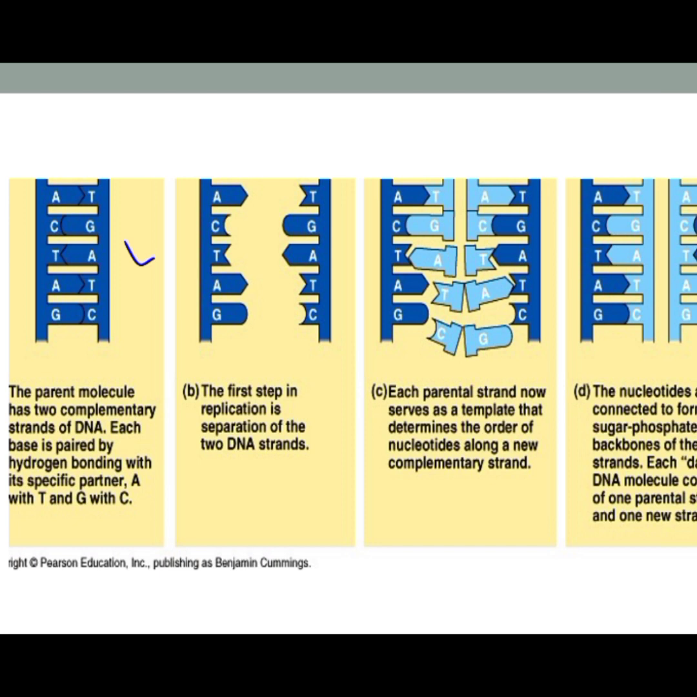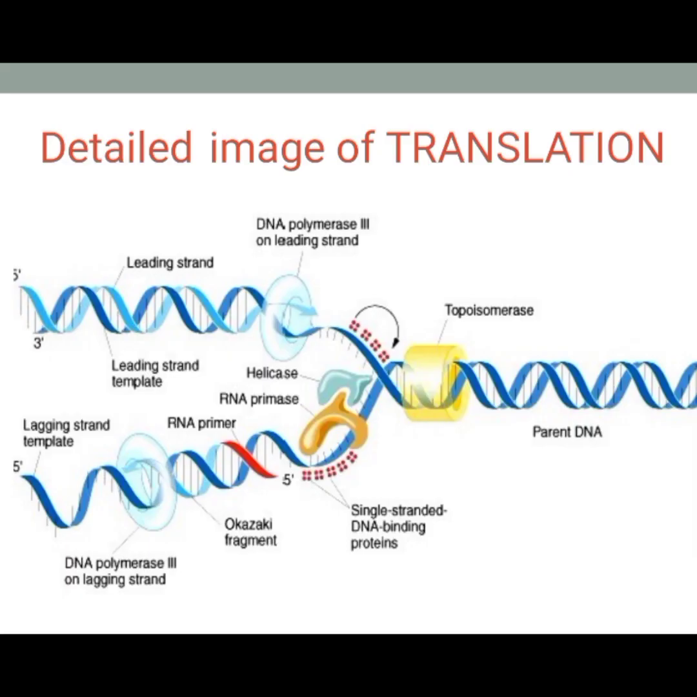Then in the first step, it will separate and form two strands. Here it is one, it is separated into two strands, and each parental strand now serves as a template, and it will form with other strands, and each new strand is formed here. These are daughter DNAs. This one is a daughter DNA, this one is also a daughter DNA. This is the process of DNA replication. So here you can see the translation.